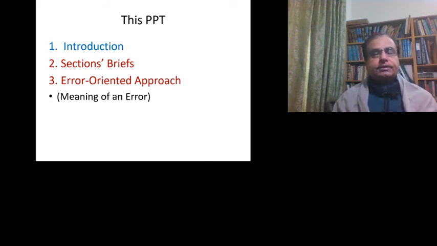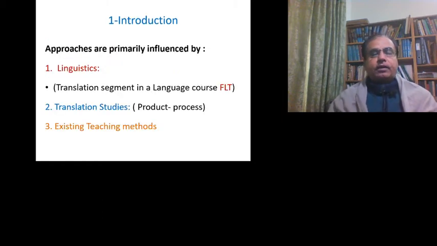So this PPT consists of the introduction, and part of the introduction is the section briefs, and the error oriented approach and the meaning of an error in translation. In the introduction, we can say that these approaches discussed in this chapter or elsewhere, all the pedagogical approaches for translation and interpretation, are influenced by many areas, but he has discussed, rather mentioned, these three areas. Number one is linguistics. I think we don't need to talk about it too much because we have already discussed this in one of the previous lectures.